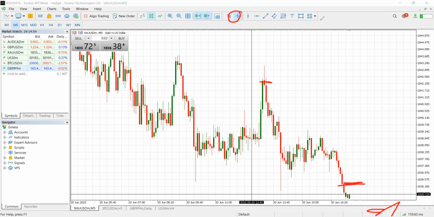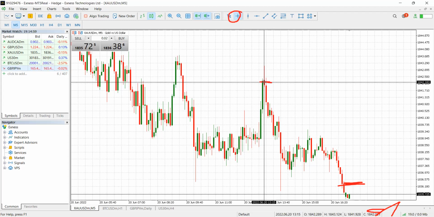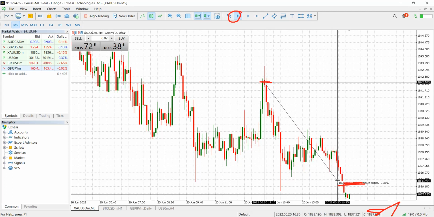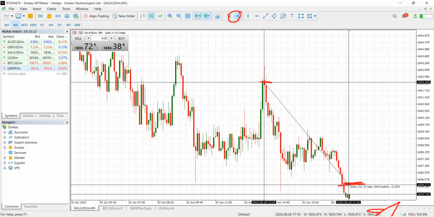Now, what you do is that you go ahead and select the crosshair tool. After selecting it, you take it to the exact point where you want to start from, and then you left click, drag it to the point where you want to know the amount of pips that you have moved to this point. So now you are going to be seeing three numbers, right? You are going to see 47 bars, 591.0 points, and then 0.32%. That's the change.